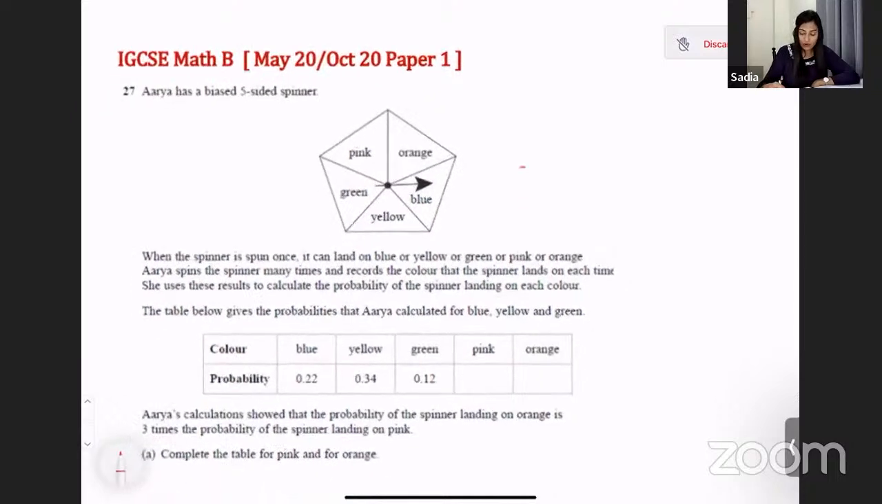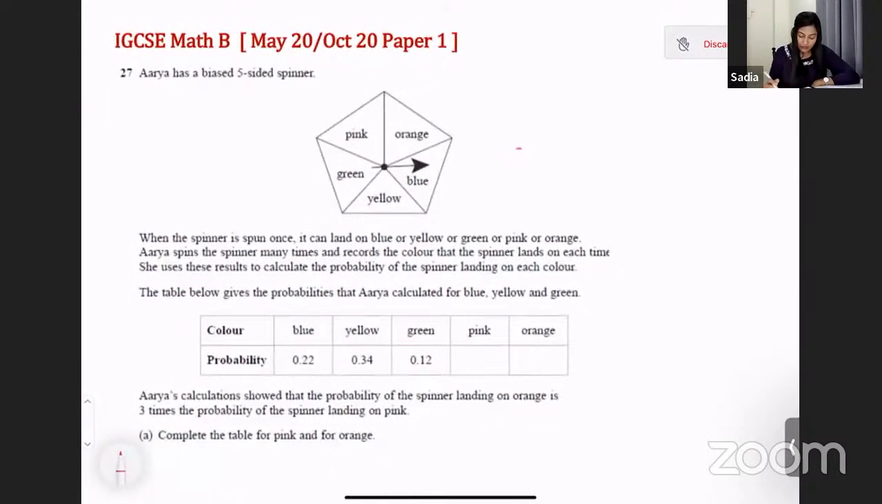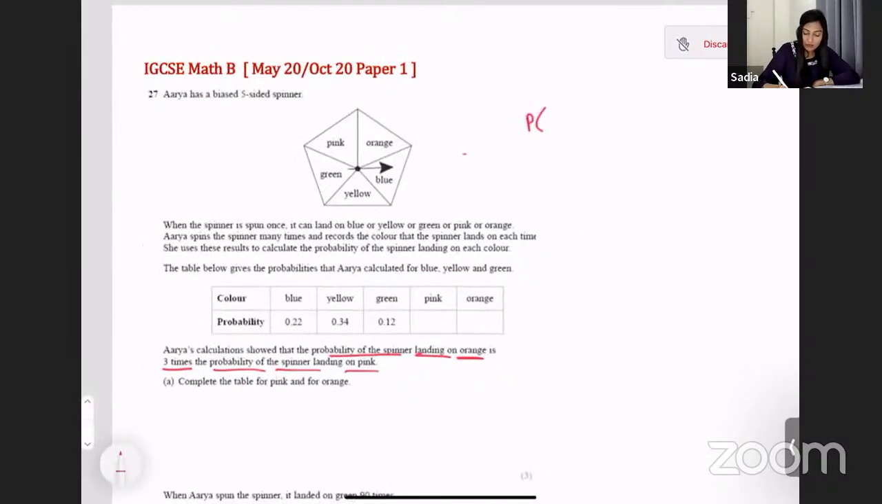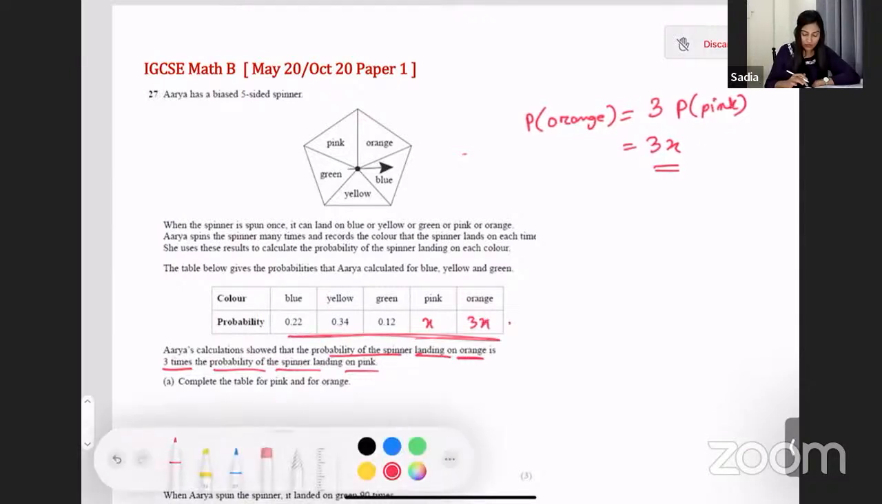They have already mentioned that the probability of the spinner landing on each color is given. The probability of the spinner landing on orange is 3 times the probability of the spinner landing on pink. So we can assume the probability of pink to be x, right? In that case, the probability of orange should be 3x. And now that we know these probabilities, the total probability should be 1, so I will just add them up.